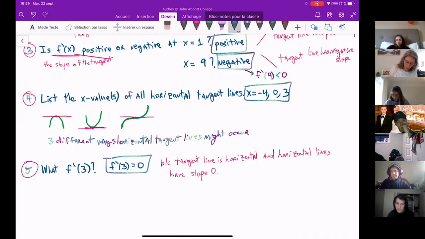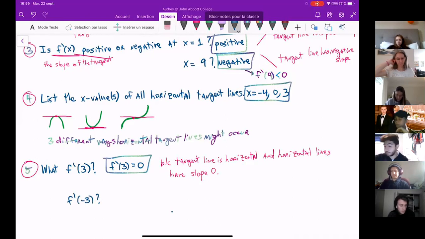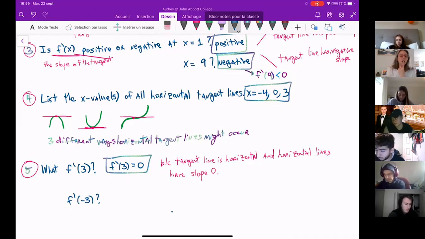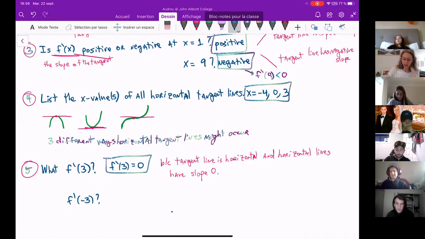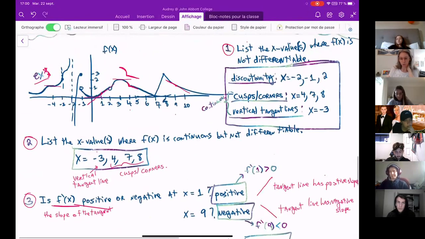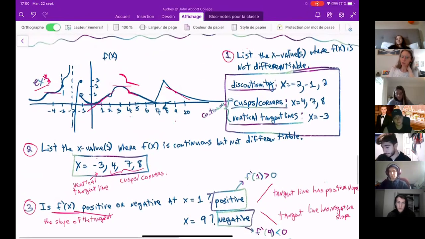Okay, so now we're going to ask the question that Xavier asked a question ago, f prime of -3. That would be infinity? I don't know. So that is tempting, and that's what Xavier said as well. It is tempting to put that because we know that vertical lines have infinite slope. Except that what we've said is that in that case, because of that infinite slope, we state that the function is not differentiable. Is -3 one of the things that we listed in number 1?